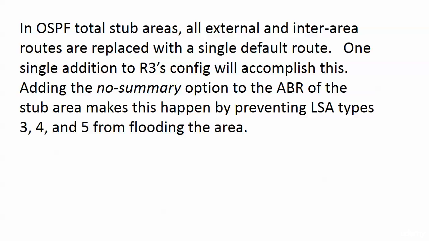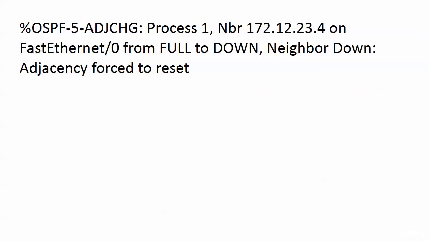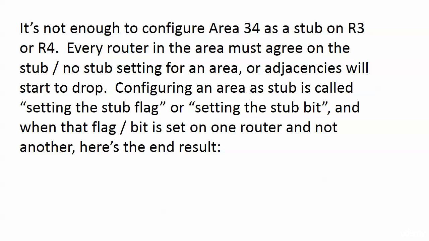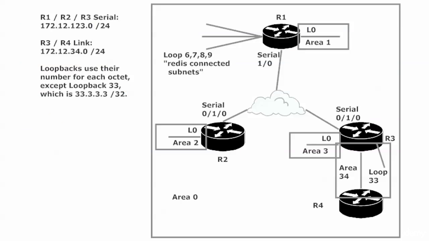I'm going to go into more detail on an ABR and a couple of other router types you should know about in the very next video, before we get to default information originate. But again, we're going to set that on our ABR, router 3, which borders 3 different areas. You can see it borders areas 0, 3, and 34. Router 4, of course, is not going to be an ABR because it only borders one area.